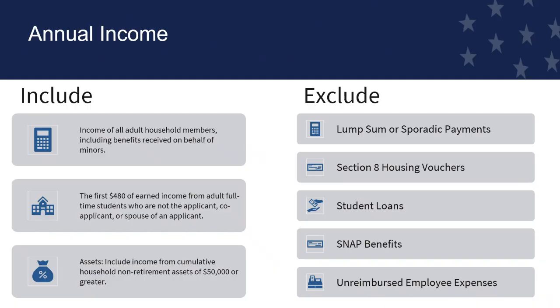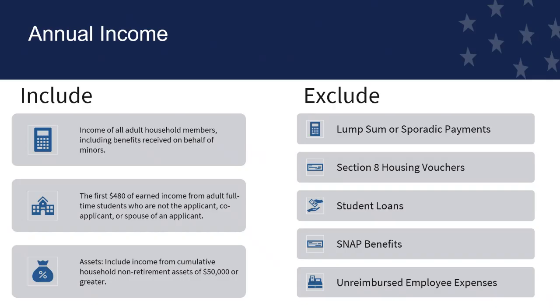Let's begin with what's included in the annual income. Again, this refers to the gross income from all adult household members who will be residing in the property. It includes any benefits that are received on behalf of minors. For any adult full-time students who are not party to the note or spouse of the applicant, you will only count the first 480 of earned income. With regards to assets, include income from cumulative household non-retirement assets that exceed 50,000.